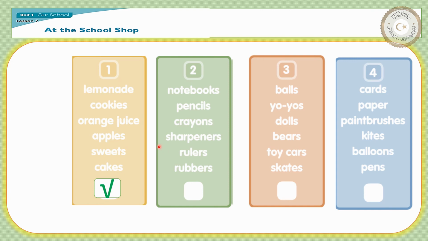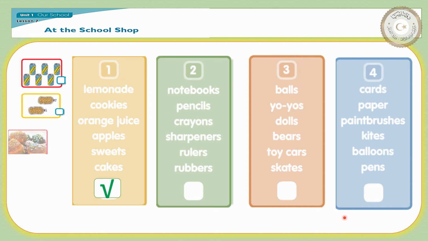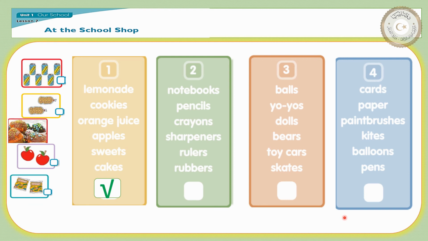Okay, according to me, I choose number 1. What we can see in my shop: you can see lemonade, cookies, orange juice, apples, sweets, and cakes. So you can find here different things in my shop. Now we are going to do number 2.